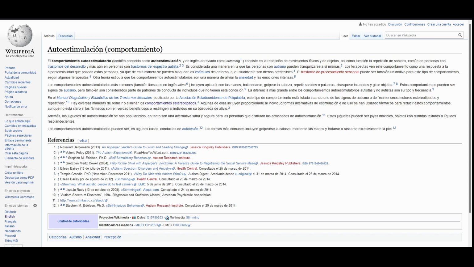So we have autoestimulación, comportamiento. El comportamiento autoestimulatorio, también conocido como autoestimulación y en inglés abreviado como stimming, consiste en la repetición de movimientos físicos y de objetos. So a little bit different of a translation here, so you can see it's not the exact same information, but we at least have a starting point here. We have comportamiento autoestimulatorio, también conocido como autoestimulación. So we have at least some suggestions here.